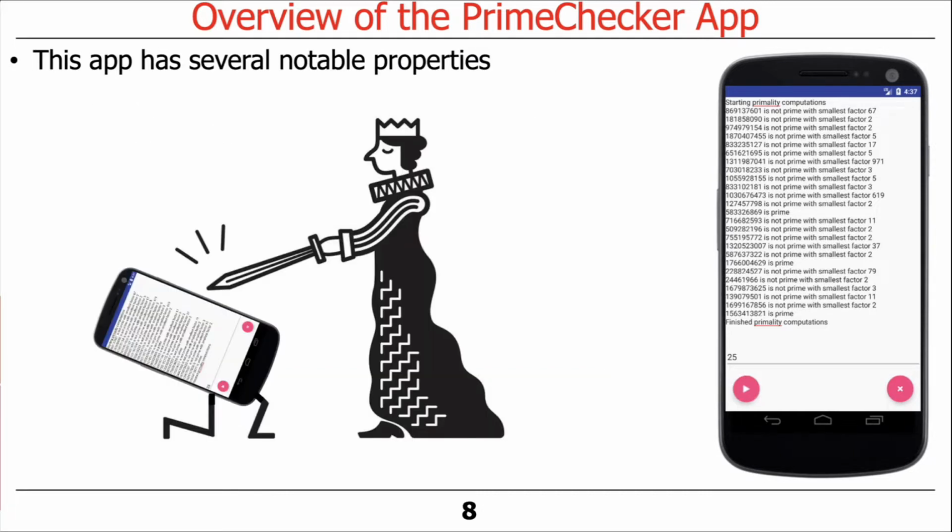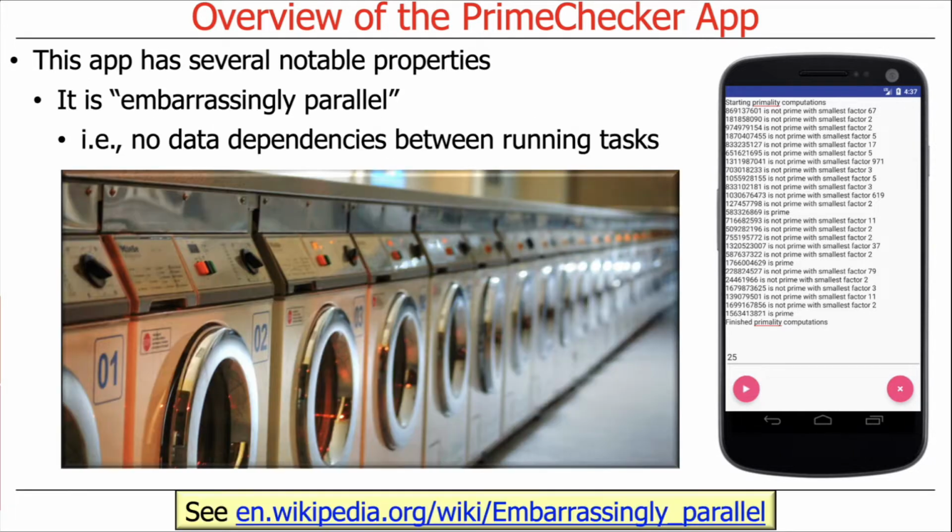And there's a couple interesting properties that the app has. First, it's embarrassingly parallel. So that means there's no data dependencies between running tasks. Computing prime numbers has no dependencies. You can compute n prime numbers in parallel, where n is probably best pegged to the number of cores on your processor, because this is a compute-bound task. Computing prime numbers is compute-bound, not I/O-bound. And that's what's called embarrassingly parallel.